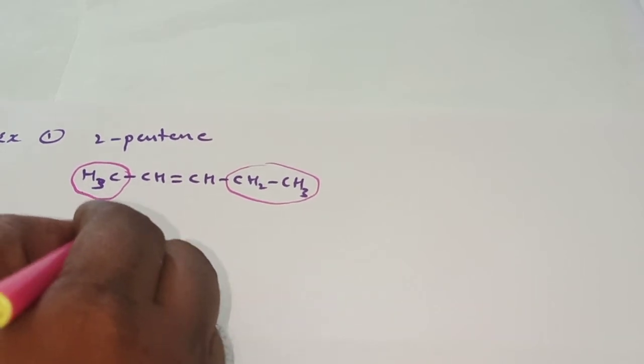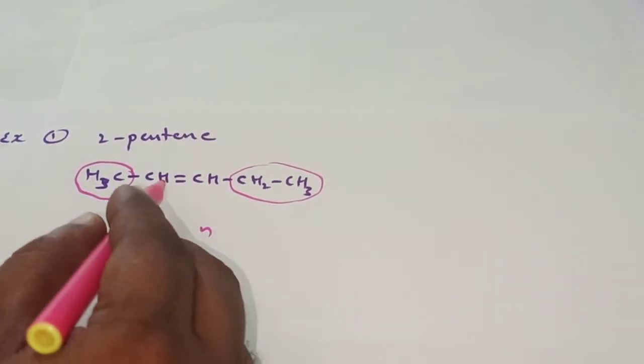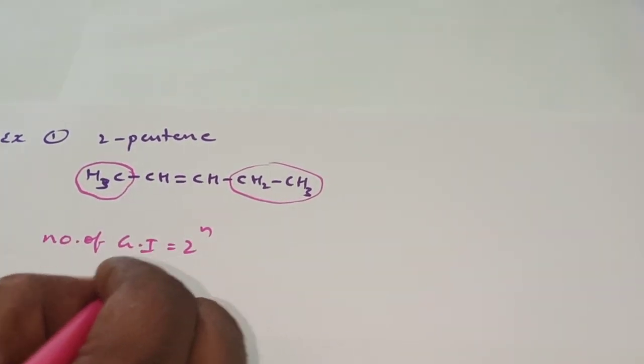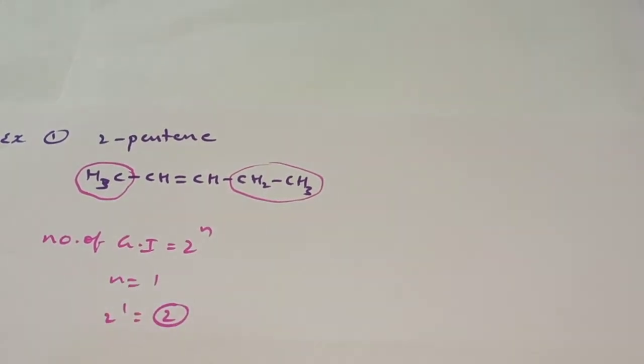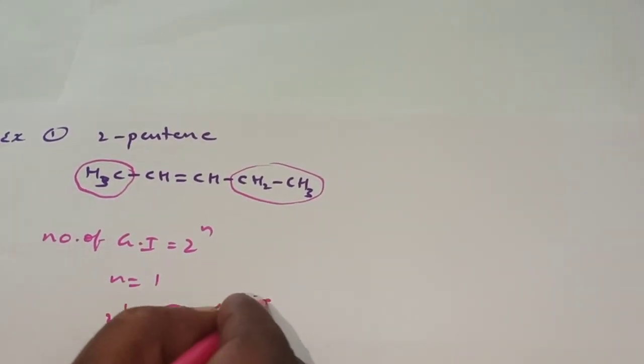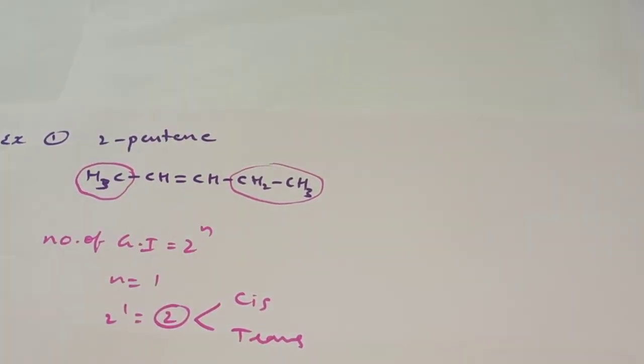The number of geometrical isomers is equal to 2 to the power n. What is n here? n is the number of double bonds in the given alkene. How many double bonds are there? n is equal to 1. So 2 to the power 1 is equal to 2. So we can write two geometrical isomers. What are they? One cis isomer and one trans isomer. So you can write cis-2-pentene and trans-2-pentene. Like that we have to calculate. So this is one of the examples.